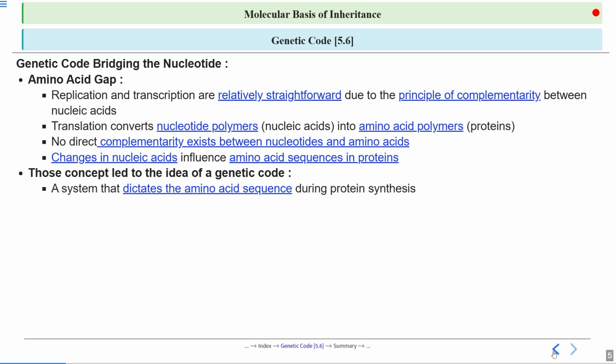What is this genetic code? This is a system that is going to tell us about the amino acid sequence when there will be protein synthesis. This is based on nucleotide sequence only.